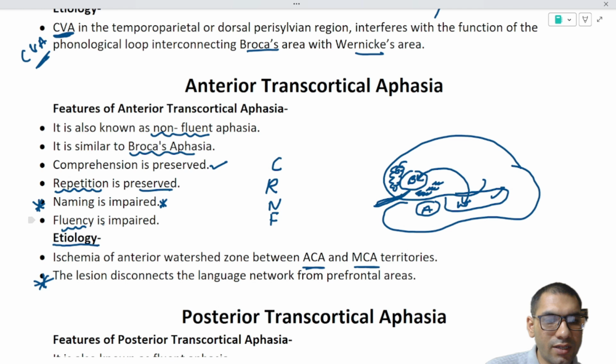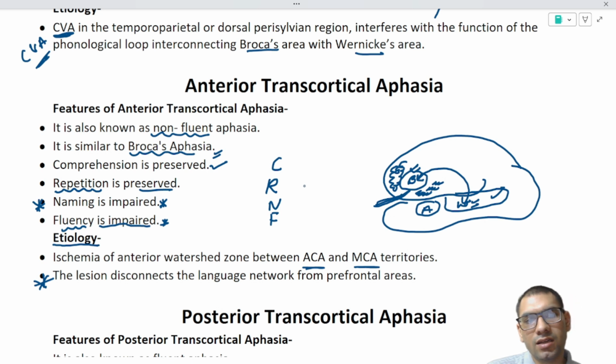Fluency is also impaired, because for the speech to be fluent, Broca's area has to be very much intact, right? So Broca's is basically non-functional here. Broca's is non-functional here. Wernicke's is totally intact. That is why comprehension and repetition are preserved, and the anterior transcortical aphasia is similar to the Broca's aphasia. It is similar to the Broca's aphasia, right?